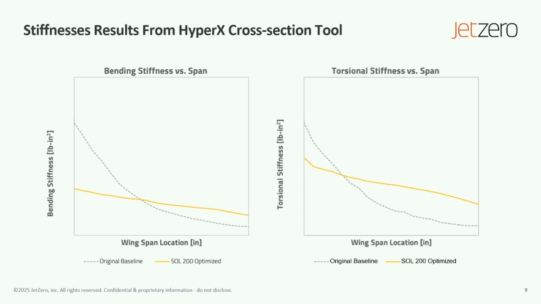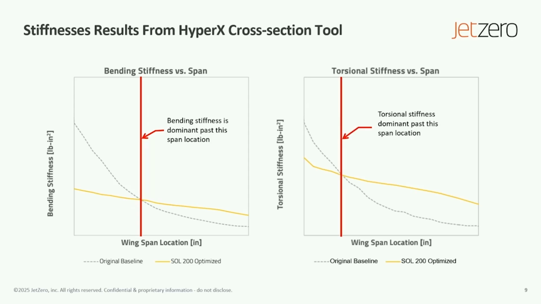And so we can see past this point in the bending stiffness versus span graph, bending is dominant on the right side of this span location, and then for the torsional stiffness graph, the torsional stiffness is dominant past that point. And so what we really want to do is be able to match the gray line to the yellow line, because we know that the gray line is already sized for strength and stability, but the yellow line is where the stiffness should be.